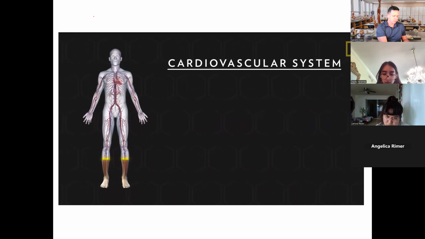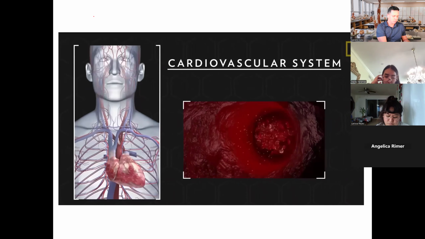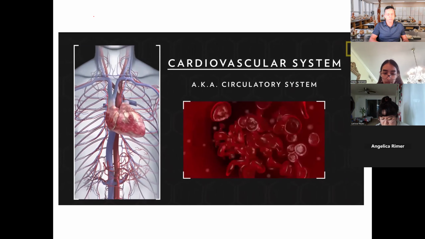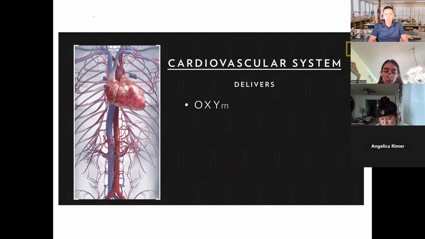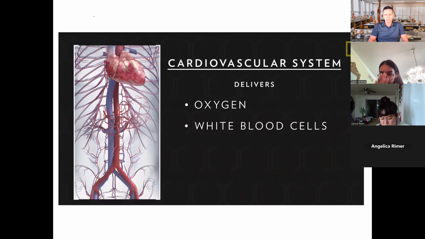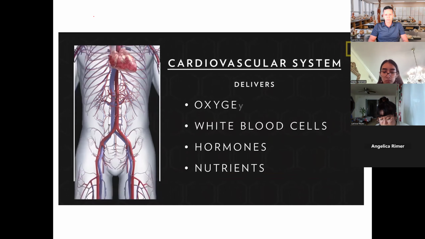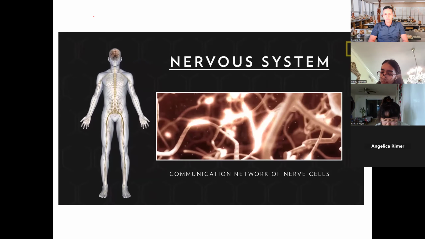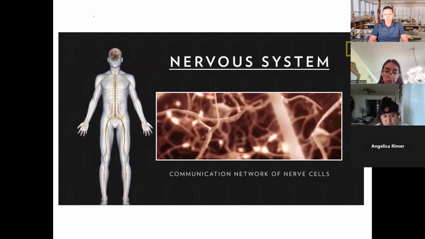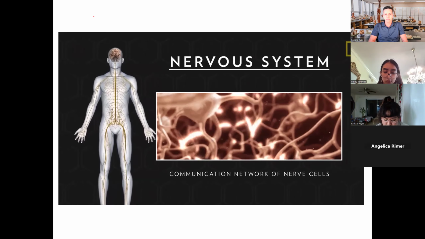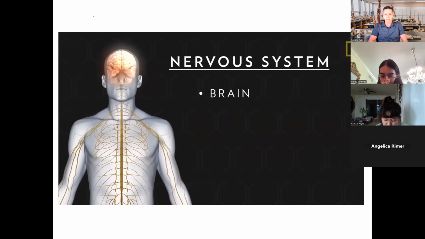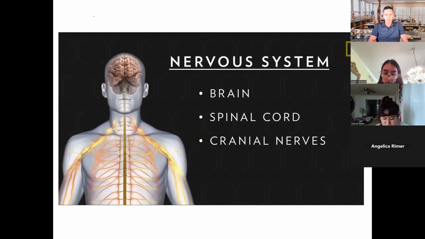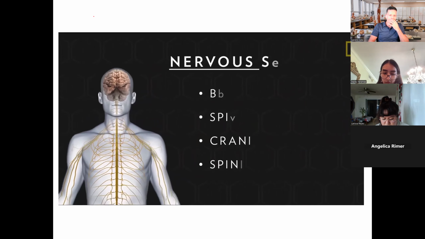Nestled within these muscles is the cardiovascular system, a pipeline that includes the heart, blood vessels, and the blood itself. Also called the circulatory system, the cardiovascular system delivers oxygen, white blood cells, hormones, and nutrients throughout the body. Lastly, the nervous system is a communication network of nerve cells that the body uses to transmit information and coordinate bodily functions. It's comprised of the brain, the hub of sensory and intellectual activity, the spinal cord, and the many cranial and spinal nerves that emanate from them.